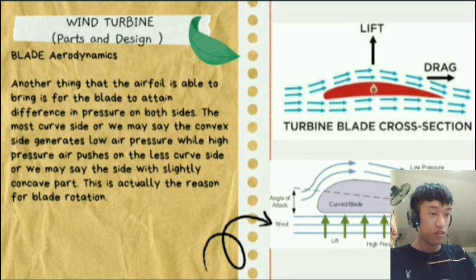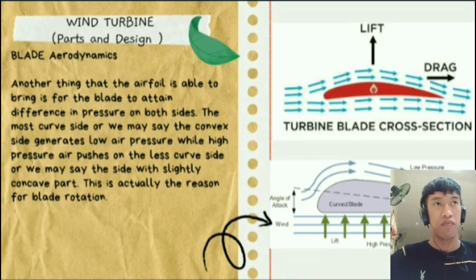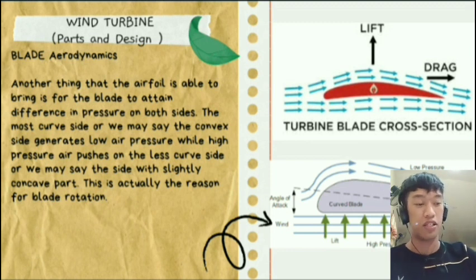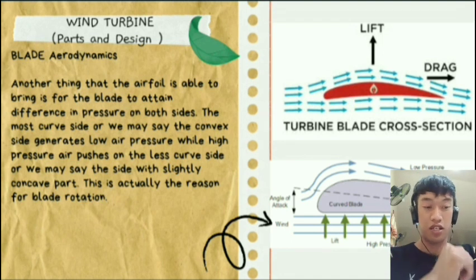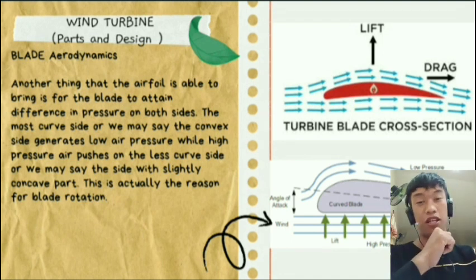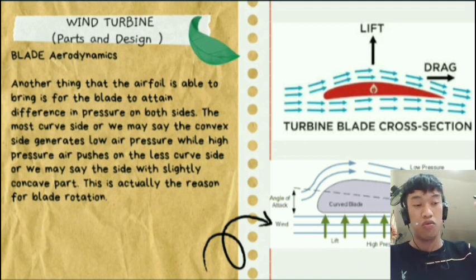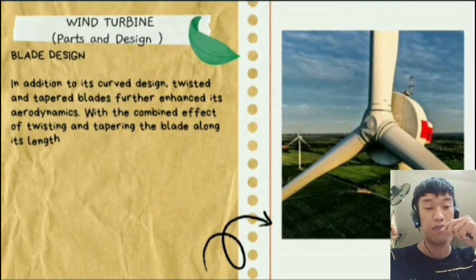Pero kung sabihin natin, yung naging mga salita ko kanina, kung bakit umiikot ang isang windmill, meron tatlong bagay. Una yung size, pangalawa yung number of blades, pangatlo yung shape ng blades. So, kanina, pinaliwanag ko kung ano ba yung kinalaman ng mga blades, yung design ng blades.